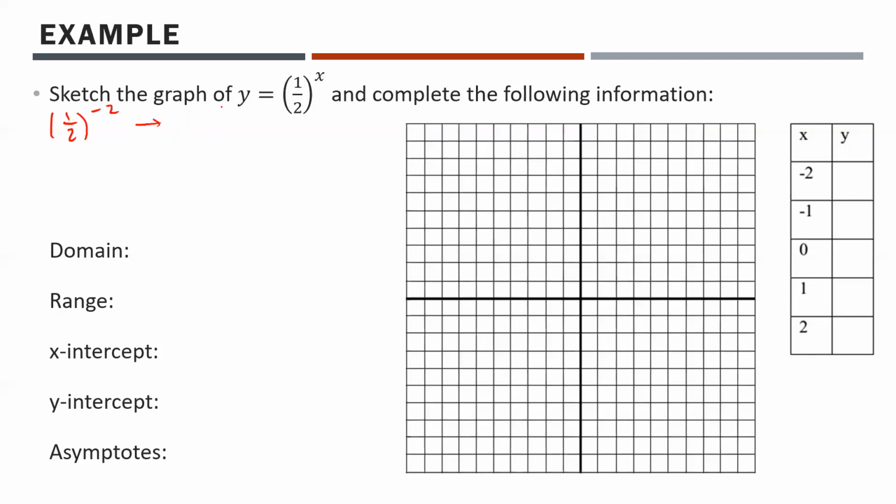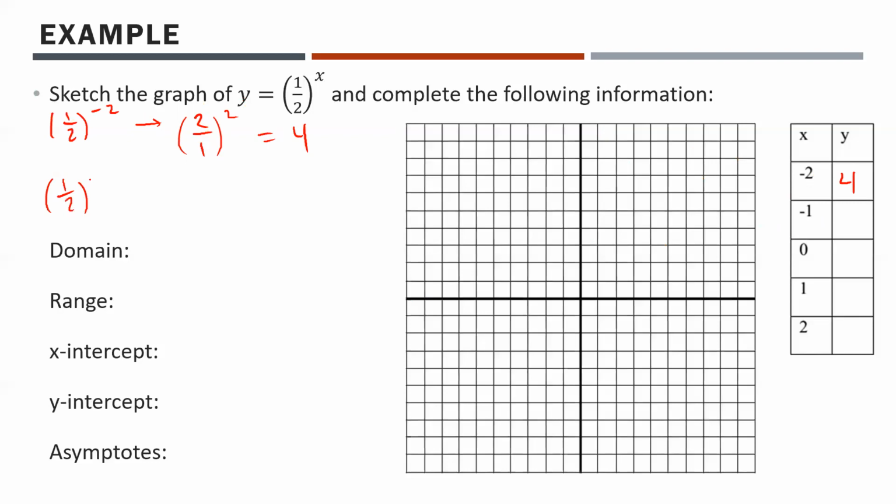Take the reciprocal of your base, so it's going to be 2 over 1 to the power of a positive exponent. Well, that's to the power of 2. Well, 2 over 1, of course, is just 2. 2 to the power of 2 is 4. So we can say 1/2 to the power of negative 2 is actually 4. Interesting. What about this one?